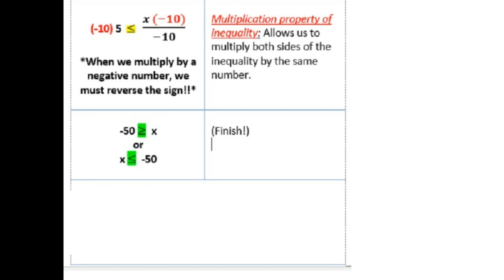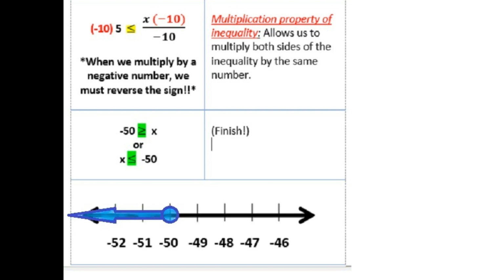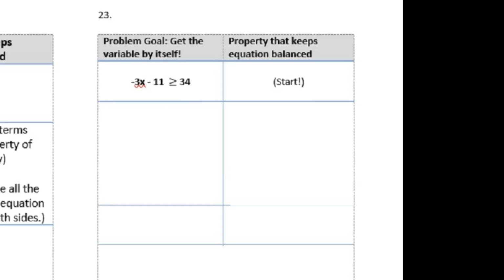All right, so remember, the parts that are green are the same. They're the same inequality, and in the green parts, we haven't reversed the sign. Right here, we have our graph: closed dot at negative 50, shaded all the way over to the left, because x is less than negative 50.